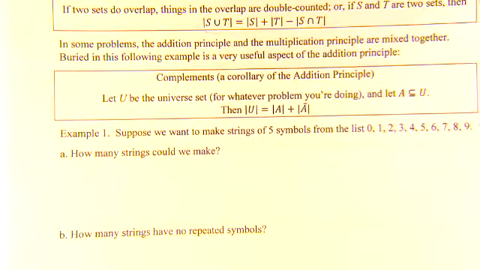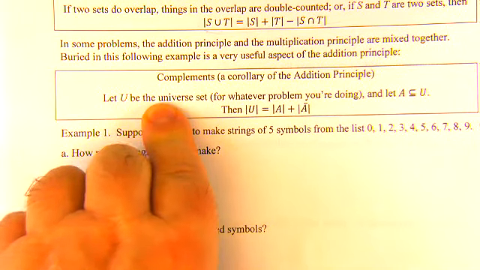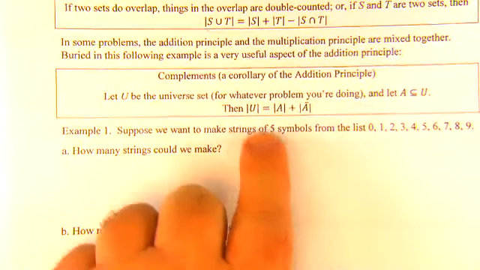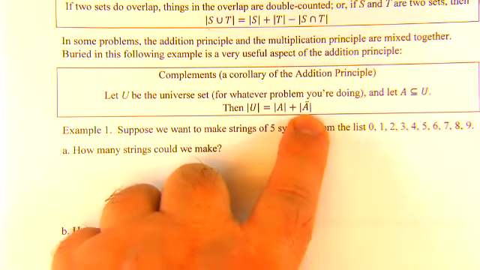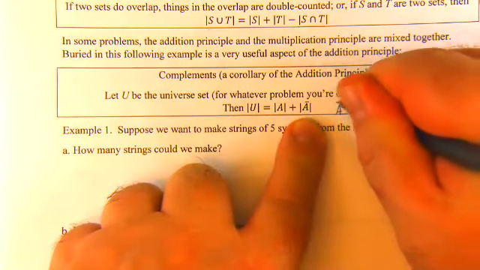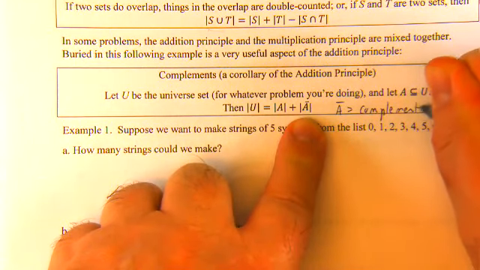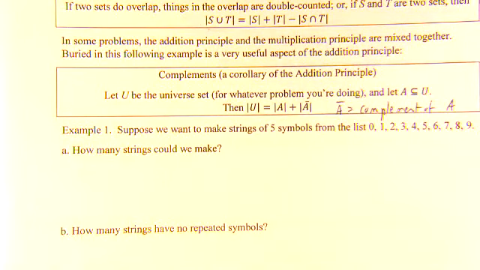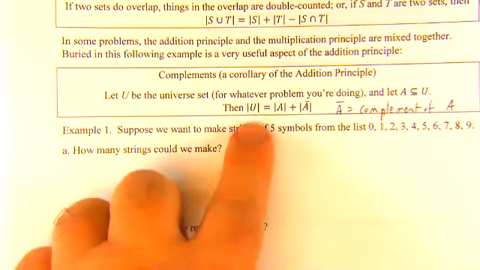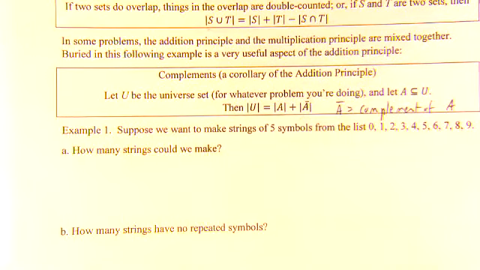A very useful aspect of the addition principle is corollaries. So U is the universe set, whatever it is for the problem you're doing. A is some subset. The union of A and A complement, remember that A bar is the complement of A. Well, A and A bar together make up the entire universe set U. And so the universe set can be split into 2 parts: everything in A, everything in A bar, the complement of A.